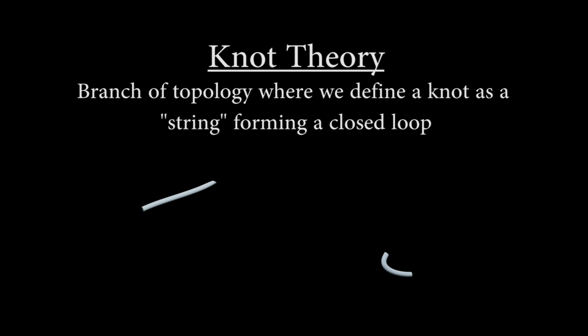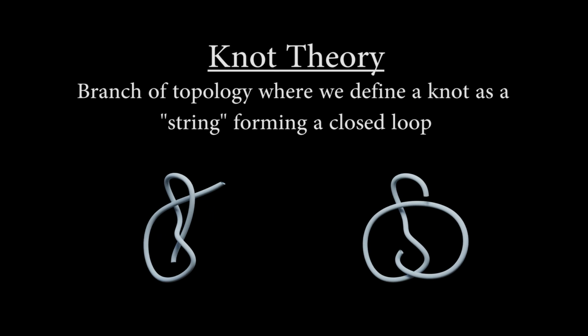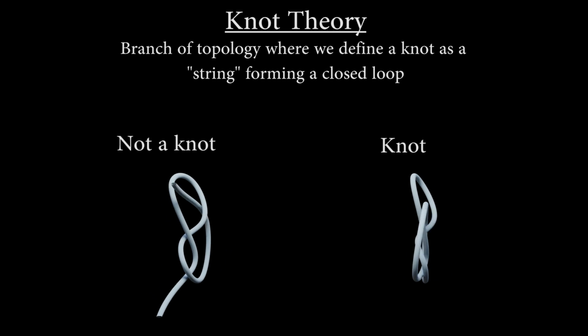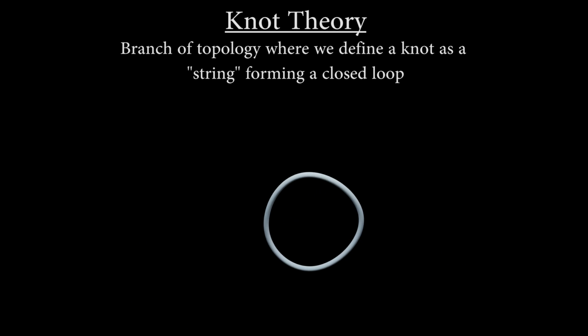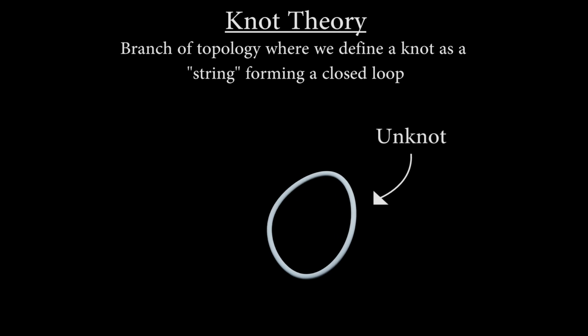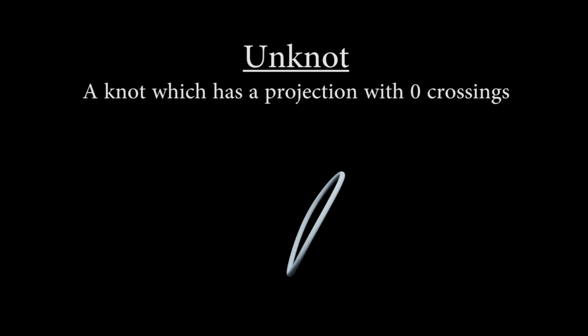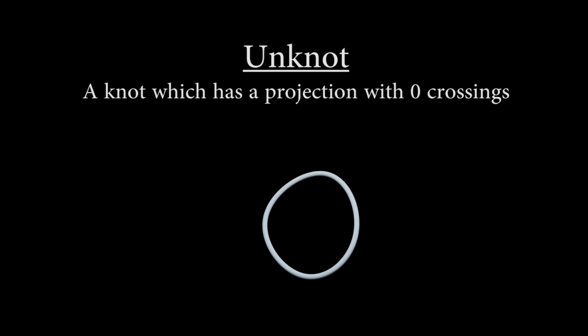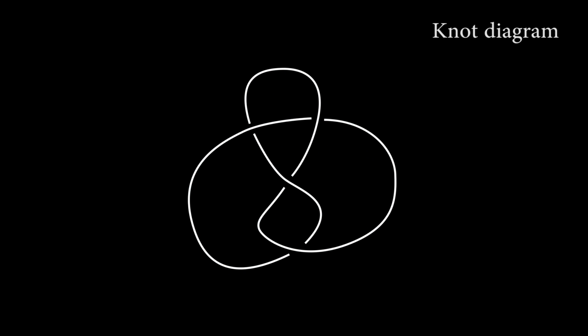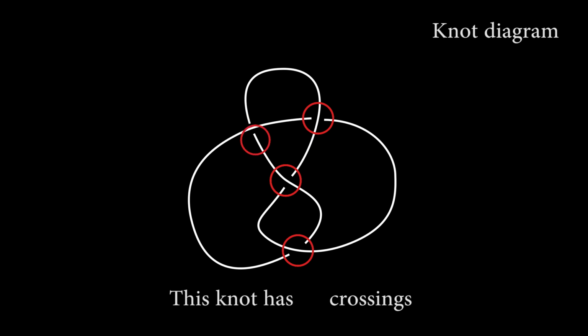Knot theory is a branch of topology in which a knot is defined as a string that forms a closed loop. If it just forms a regular loop without crossing over itself, we call this an unknot, because, well, it's hardly even a knot. In other words, an unknot is a knot which has a projection with 0 crossings. A projection, also called a diagram, of a knot simply means to take that real 3-dimensional knot and smash it into a 2-dimensional plane. Now the number of crossings in a projection is just the number of times the knot crosses over itself for that specific projection.